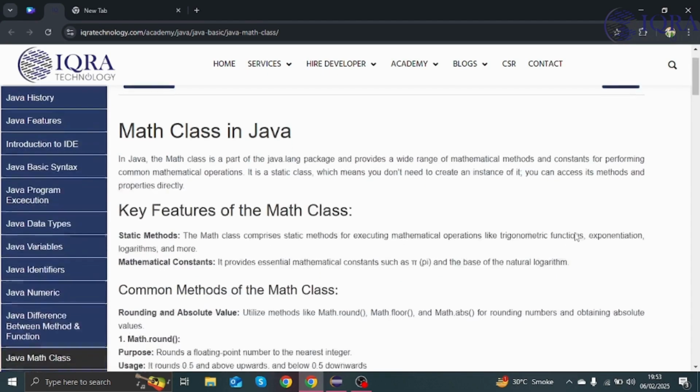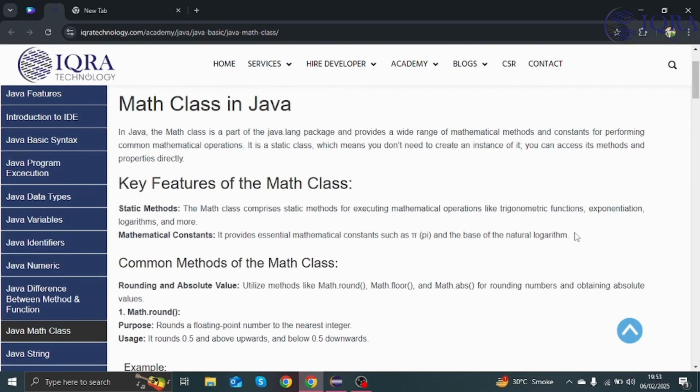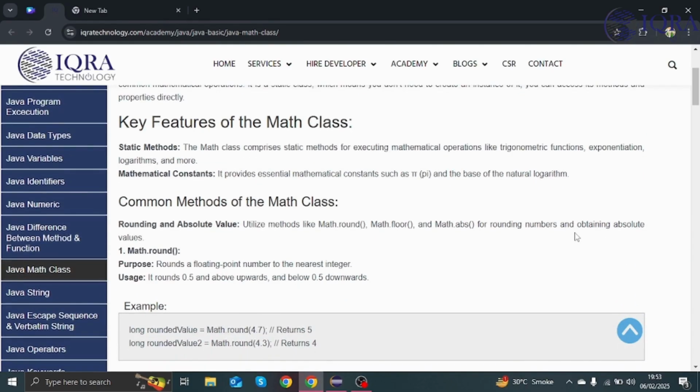Okay, so let us see the key features of the Math class. First is static methods. The Math class comprises static methods for executing mathematical operations like trigonometric functions, exponentials, logarithms, and more. Mathematical constants: it provides essential mathematical constants such as pi and the base of the natural logarithm. Common methods of the Math class are rounding and absolute values, which are mostly used.